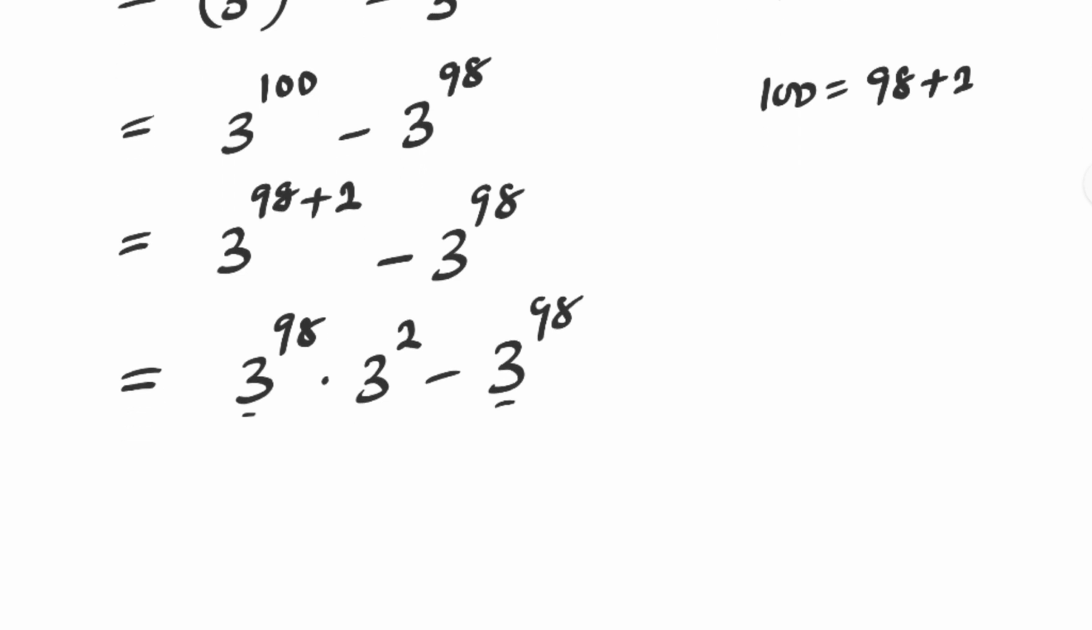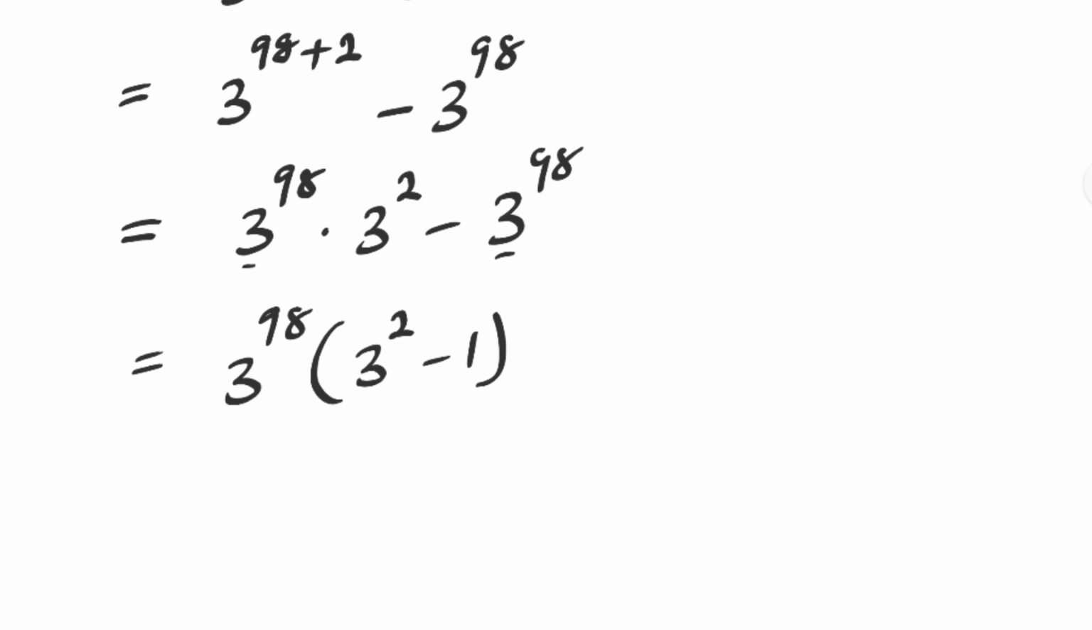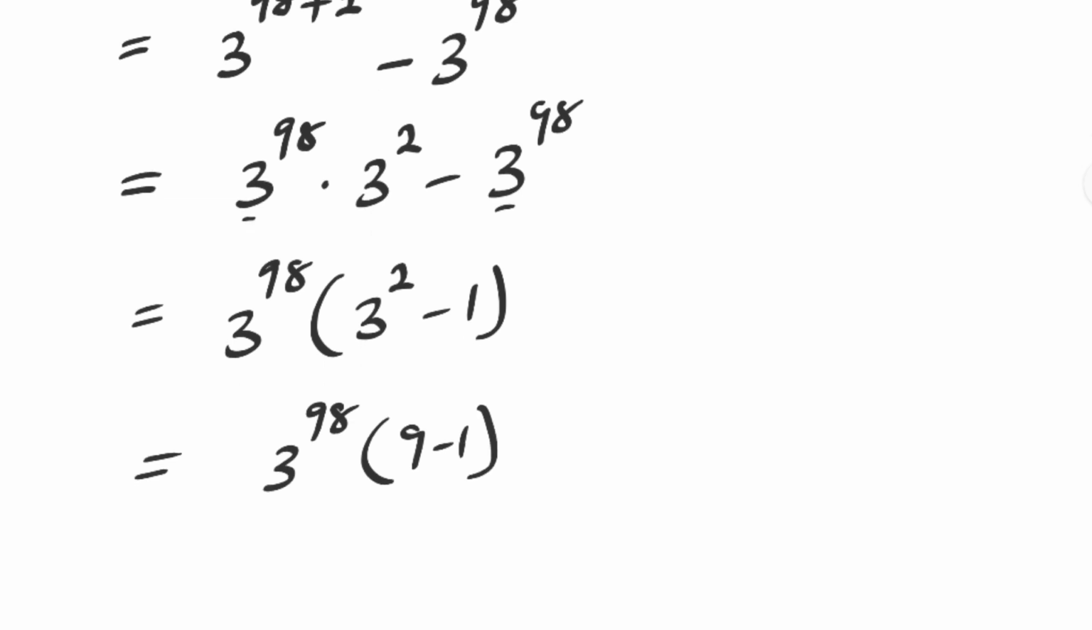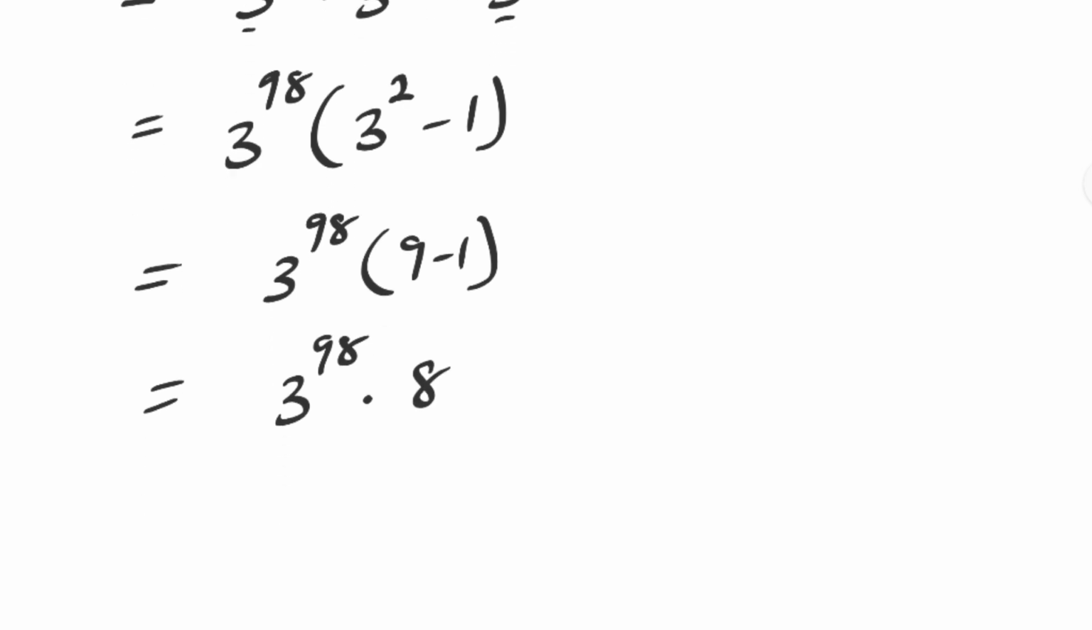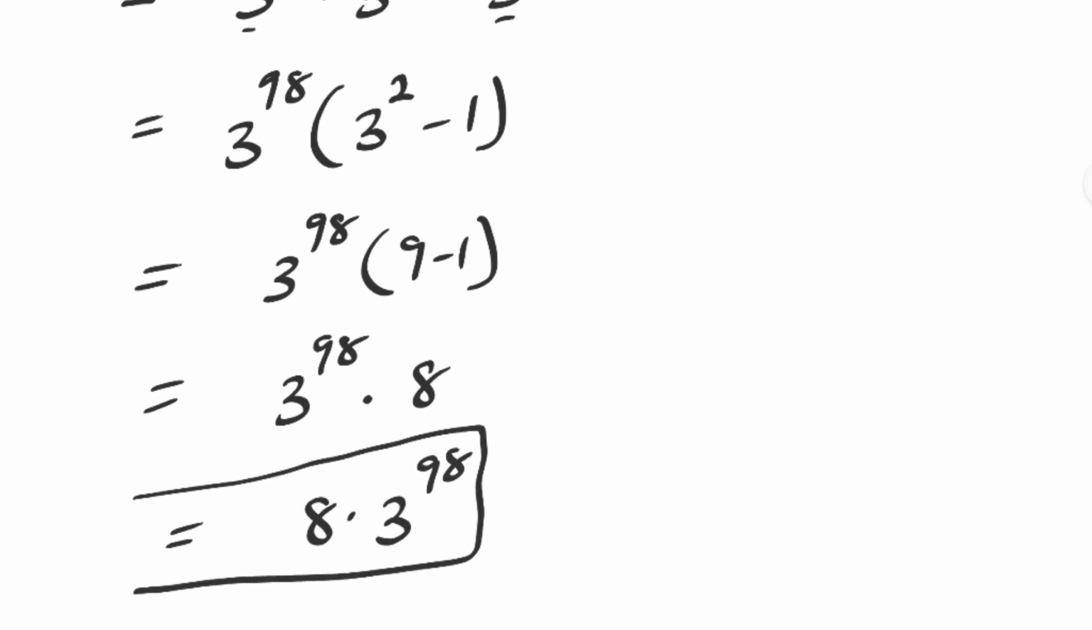Then 3 raised to power 98 is common. Let's bring it out. We have 3 raised to power 98 bracket 3 square minus 1. This is equal to 3 raised to power 98 bracket 3 square, this is 9 minus 1. This is equal to 3 raised to power 98 multiplied by 8. And our final answer is 8 multiplied by 3 raised to power 98. This is the final answer.